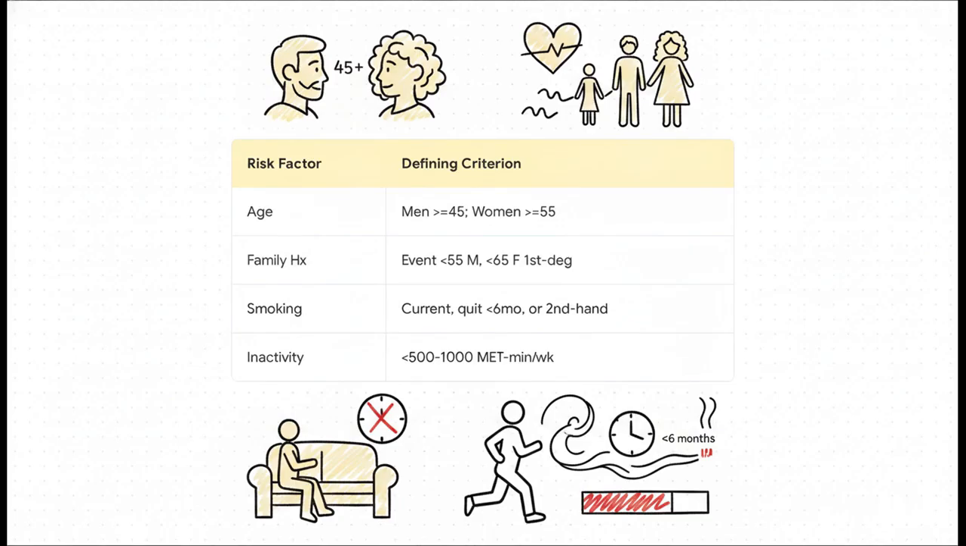For age, it's men 45 and up, women 55 and up. For family history of a cardiac event, we're looking at before age 55 in a male first-degree relative or before 65 in a female first-degree relative. Smoking? That covers current smokers, anyone who quit within the past 6 months, or people with secondhand exposure. And for inactivity, you're flagging anyone falling short of 500 to 1,000 MET minutes per week, or less than 75 to 115 minutes of moderate to vigorous activity.